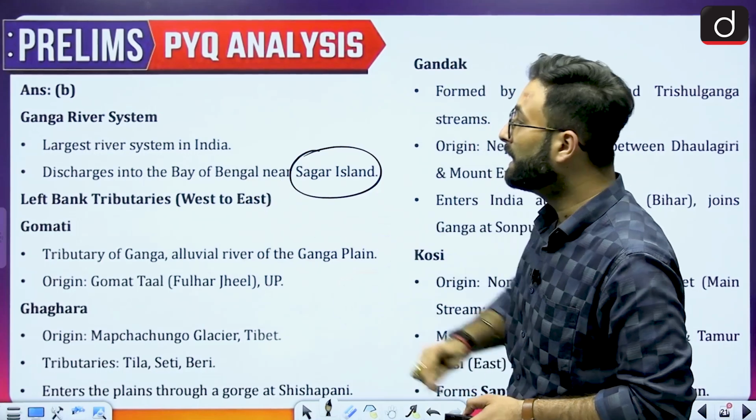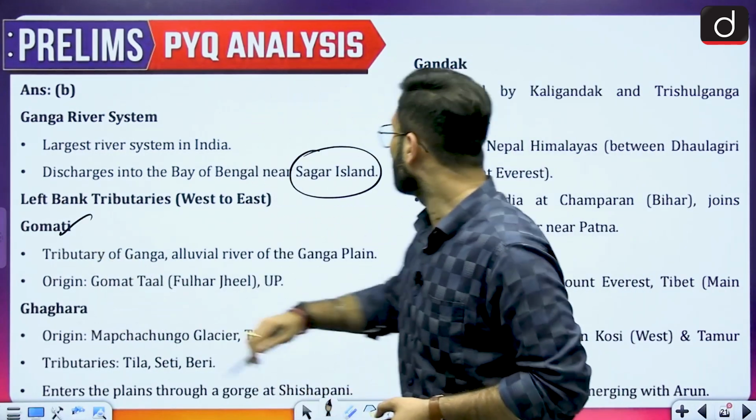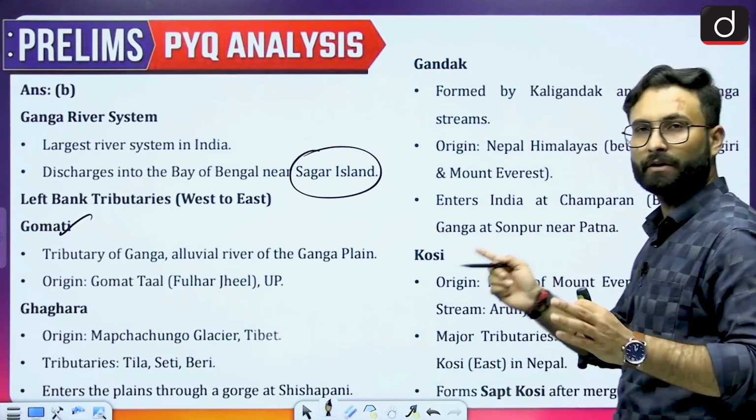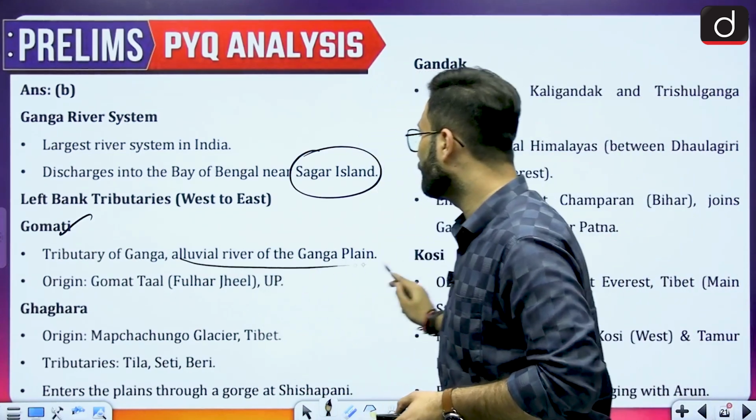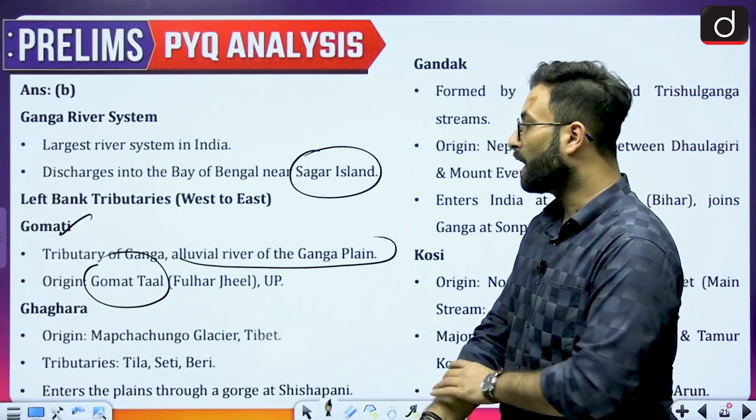Coming to the next one, left bank tributaries west to east, that is your Gomati, Ghagra, Gandak, Kosi, which we have already seen. Gomati is a tributary of Ganga, an alluvial river of the Ganga plain, starting from the Gomat Tal, that is Fulhar Jheel in UP.